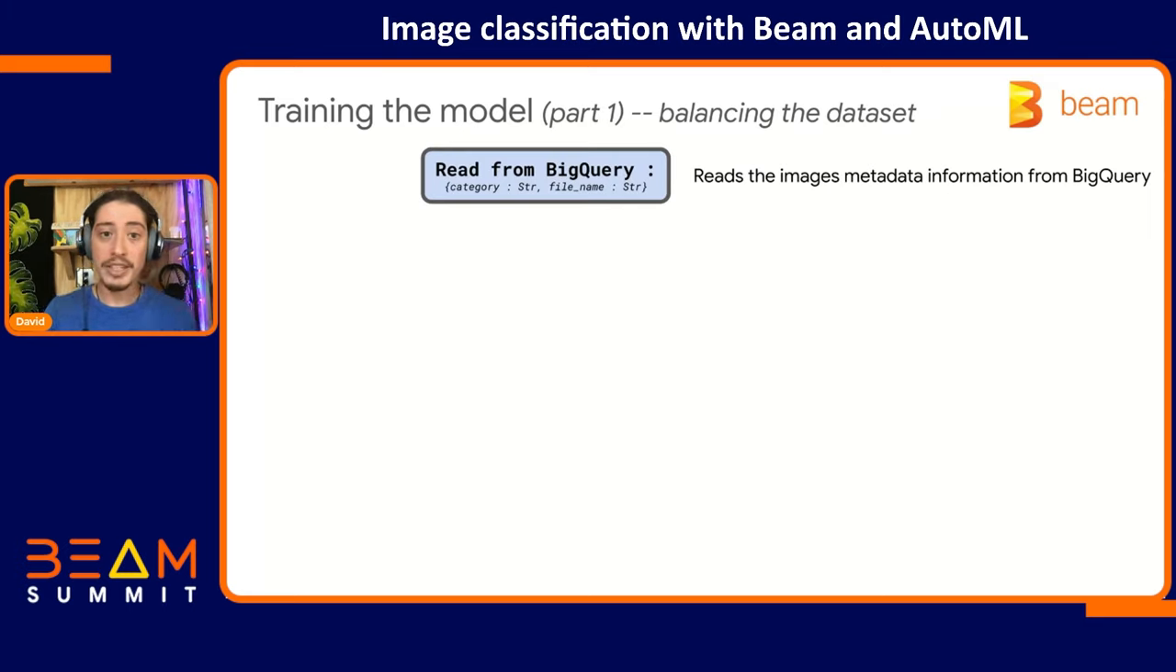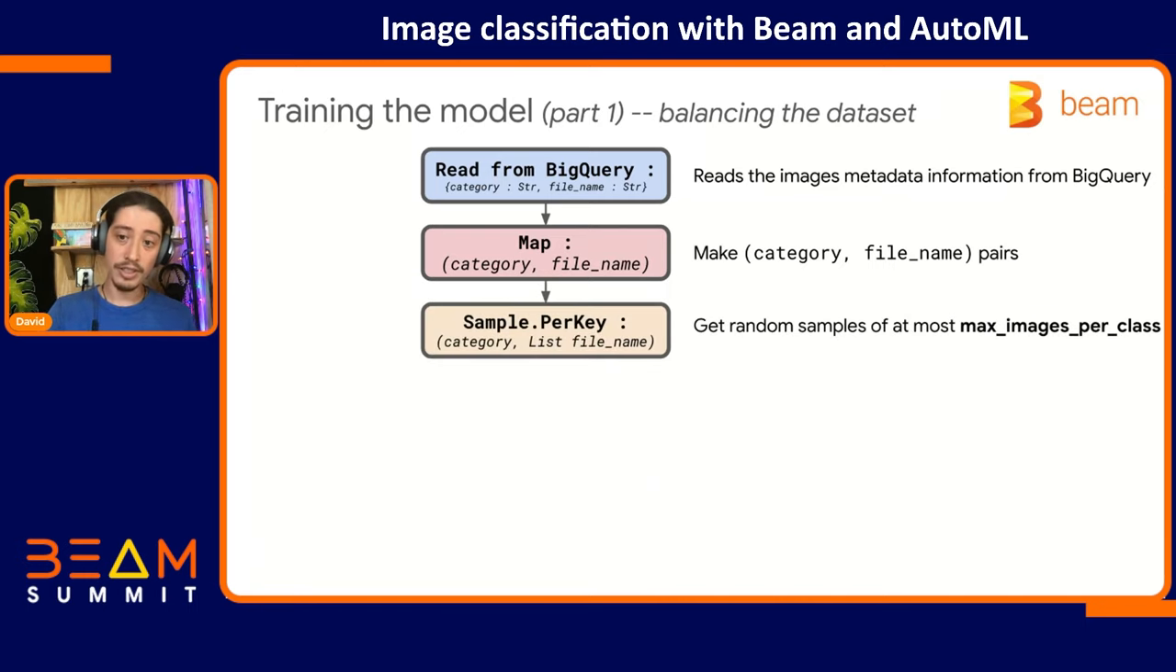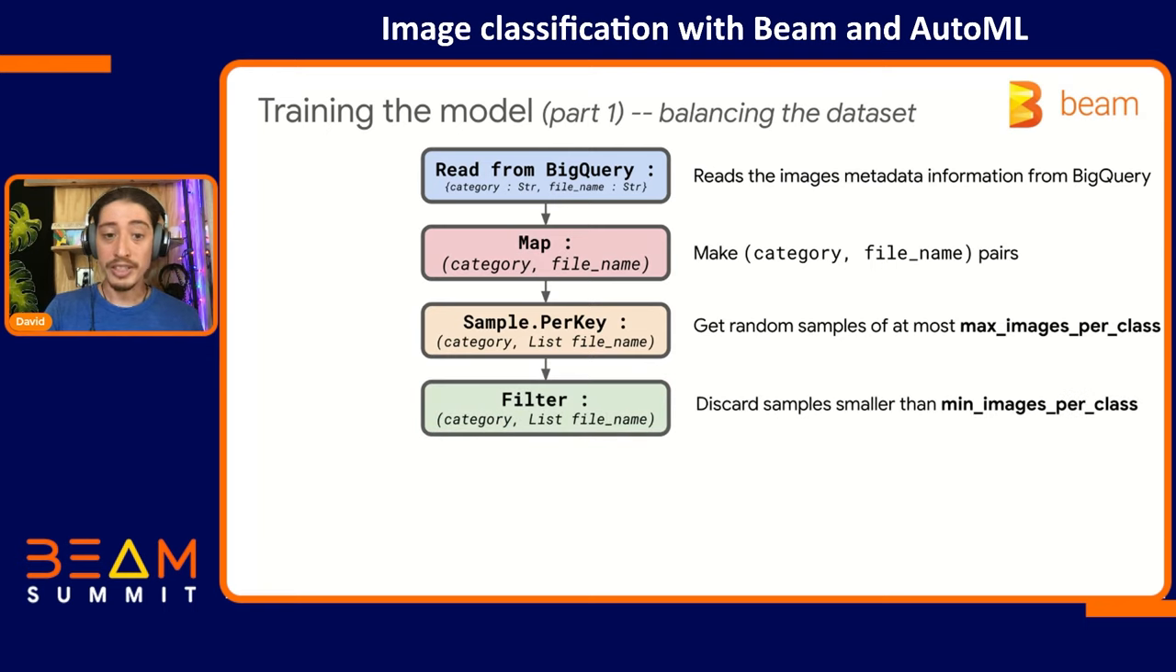The first thing is reading the metadata from BigQuery. So this includes all the images. This is obviously unbalanced, but we just want to have everything. Then from BigQuery, we get a dictionary. So we just make those into pairs so that we can do some of the key operations in Beam. So the first step is getting the random samples. We configure a maximum number of images per class. So we get samples of at most that number of images per class. Then we discard the samples that are smaller than the minimum number of images per class, which is another parameter that we choose when running this pipeline.